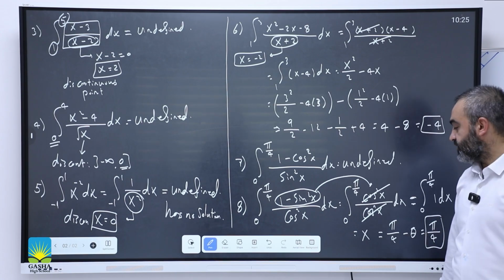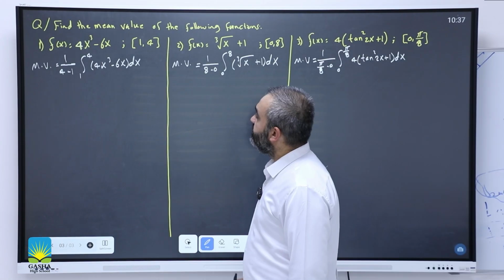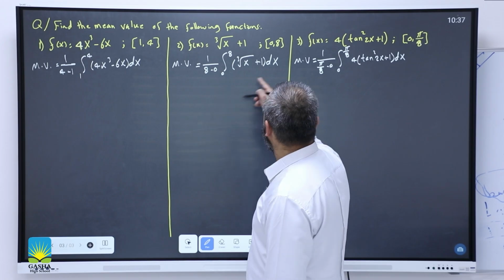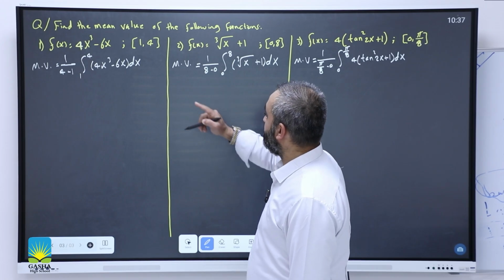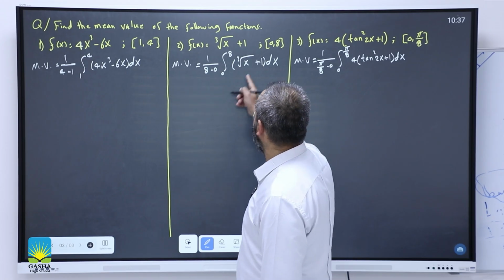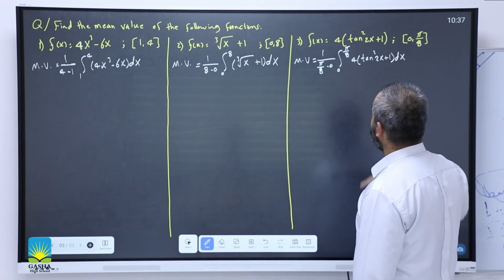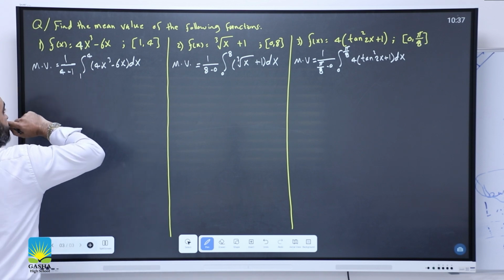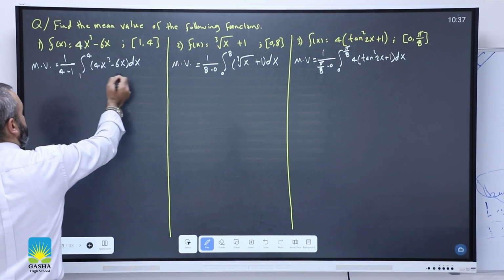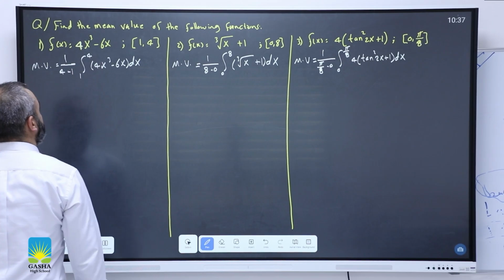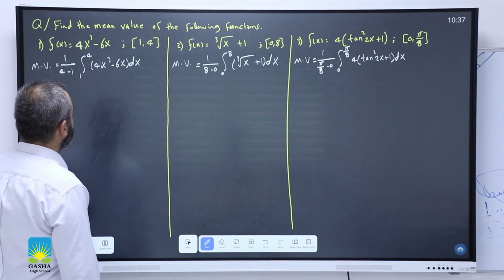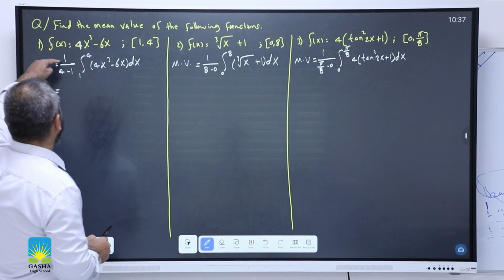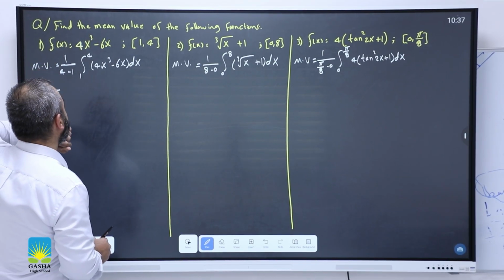So this is the result of the integral. The mean value of the following functions. We have 3 questions here, 3 functions on the interval 1 to 4, 0 to 8, and 0 to pi over 8. The first is f of x equal to 4x cubed minus 6x. So first we integrate on the interval 1 to 4, 4x cubed minus 6x dx. So we add this 1 over 4 minus 1.